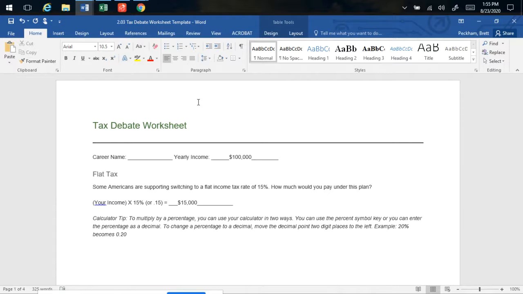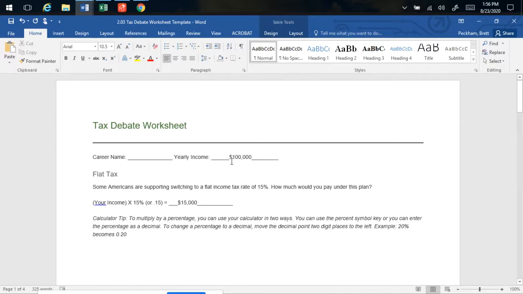Remember, we're trying to base this off of the career choice that you made from the earlier 2.02, where you were trying to determine out of two choices which would be the best career for you. In that worksheet, you've already determined what your salary and benefits would be. We're now going to try and calculate what your after-tax income would be using flat taxes, progressive taxes, and regressive taxes. The flat tax is relatively easy here.